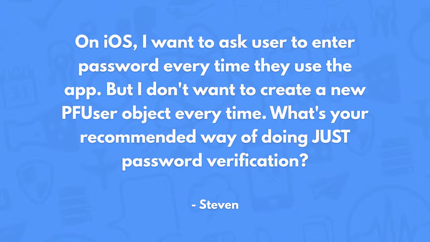On iOS, I want to ask the user to enter a password every time they use the application. But I don't want to create a new PFUser object every time. What's the recommended way for doing just password verification? There are a few key principles here. First, you don't really need to log the user out using PFUser, since you're never allowing them to use an application before they enter a password. Second is you can still have the PFUser and just take the password and hash it and say store in user defaults or on a disk on file and check the hash against the new user entered password that they entered in a form.